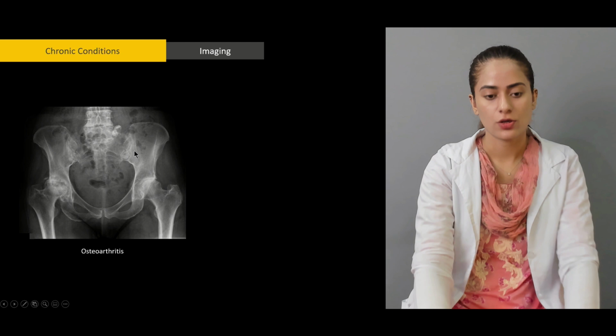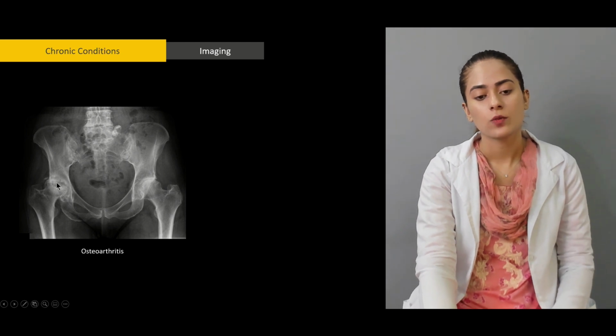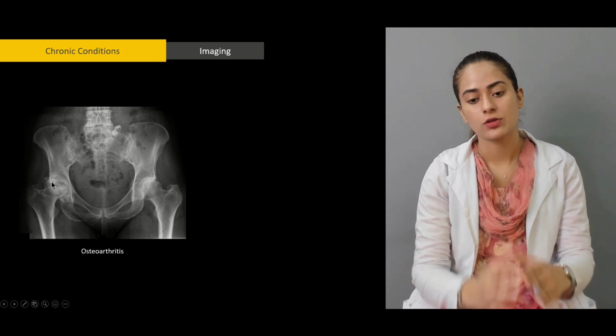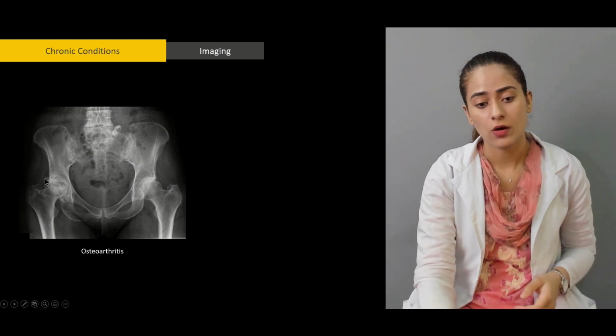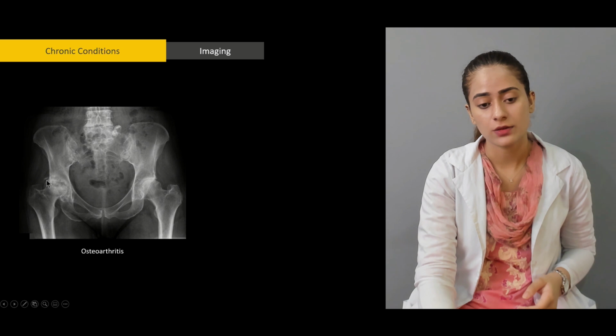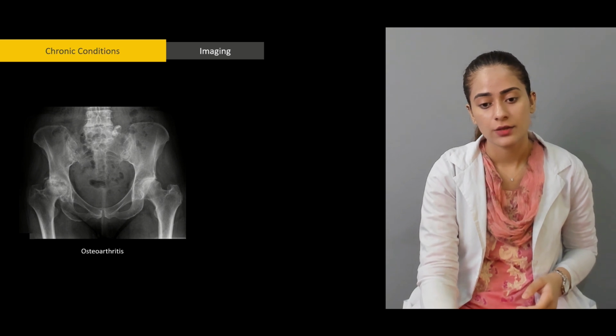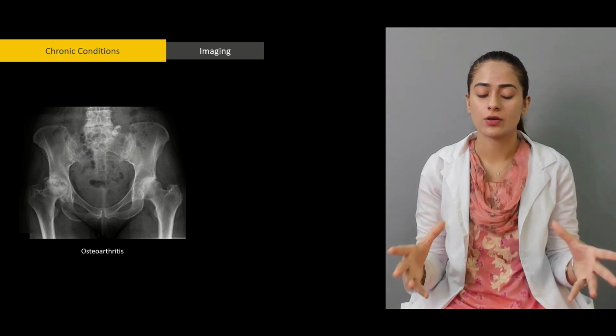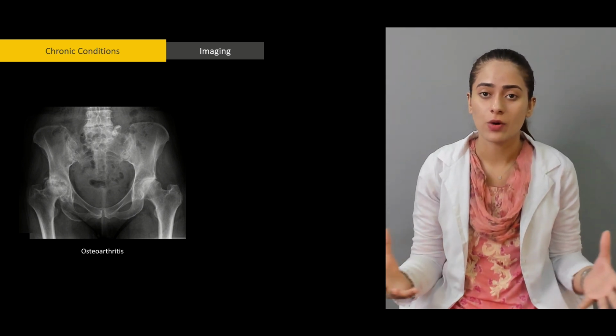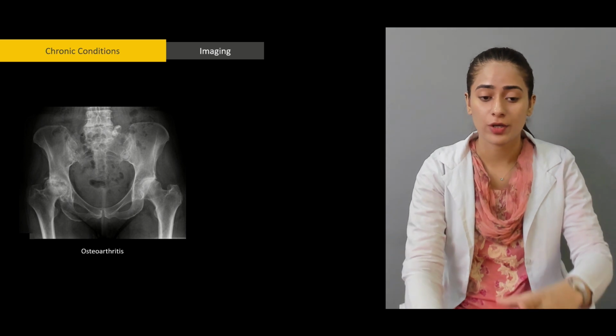Here there is sclerosis, there is obvious joint space narrowing, and there is obvious osteophyte formation. This is an osteophyte here. So this is how to diagnose osteoarthritis on a pelvis X-ray.